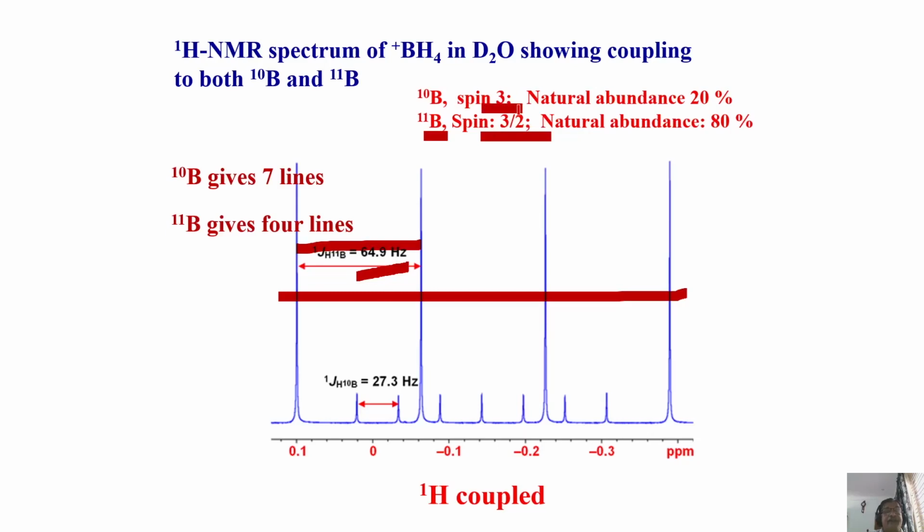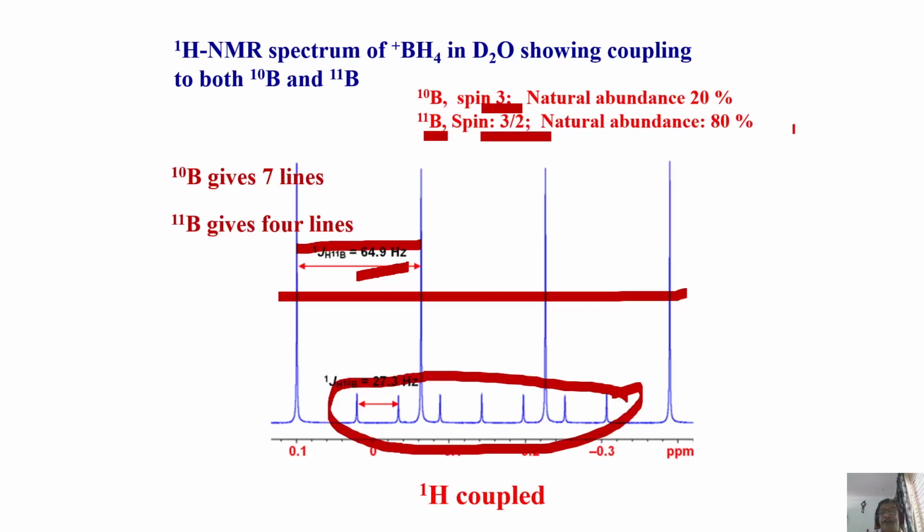What about B10? Its spin is 3. If you put 2nI plus 1, what happens? 2 into 3 plus 1, 7 peaks you should get. 7 peaks you should see here: 1, 2, 3, 4, 5, 6, 7. Fantastic. We are seeing all the 7 peaks of equal intensity. But what is the intensity compared to this and this? This is much larger than this. The reason is B11 is 80% abundant.